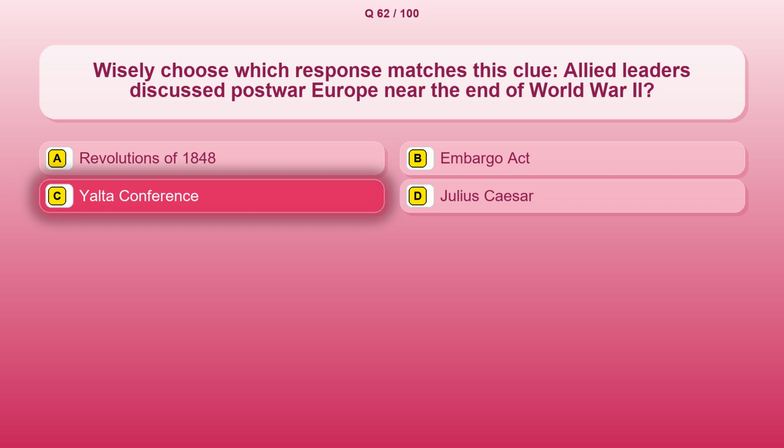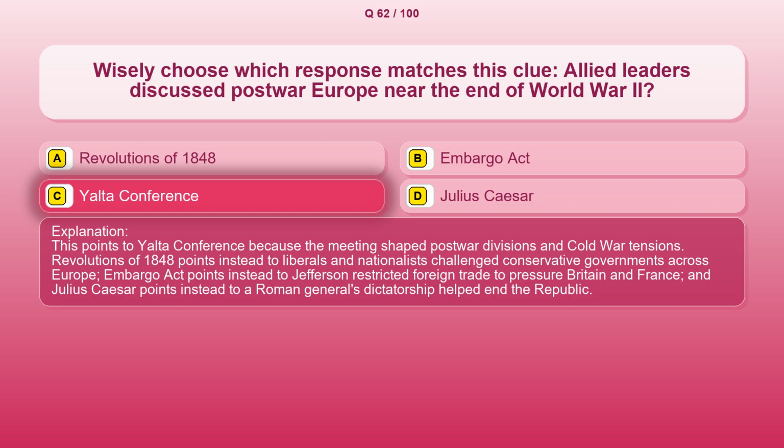The correct answer is option C, Yalta Conference. This points to Yalta Conference because the meeting shaped post-war divisions and Cold War tensions. Revolutions of 1848 points instead to liberals and nationalists challenged conservative governments across Europe. Embargo Act points instead to Jefferson restricted foreign trade to pressure Britain and France, and Julius Caesar points instead to a Roman general's dictatorship helped end the Republic.